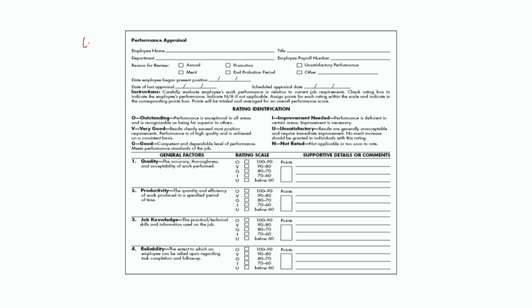So this is an example of a graphic rating scale. Here you can see some general information about the employees, which we call demographic data, is given. Then rating identification, that what O, V, G, etc. mean, and after that O, V, G are written here, boxes are given, checkboxes to tick mark, and some kind of range of marks or quantifying scale is also given.